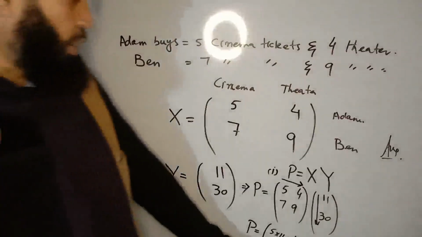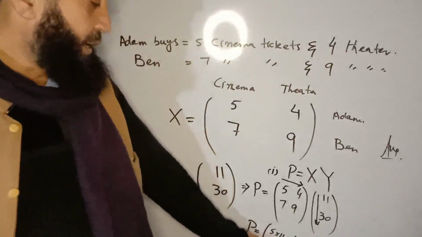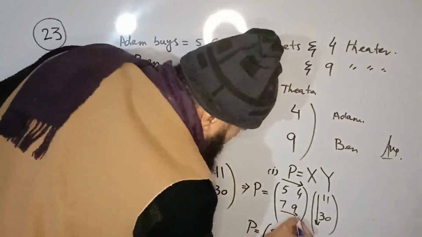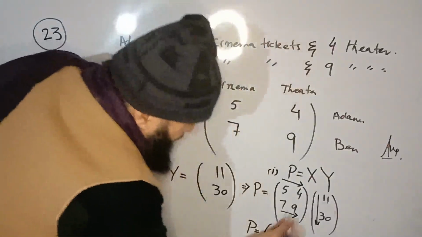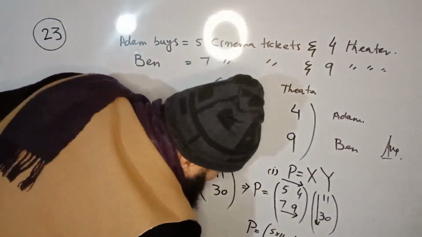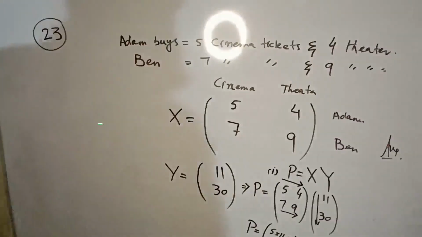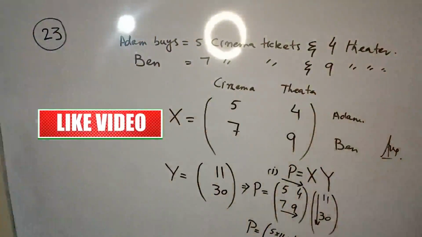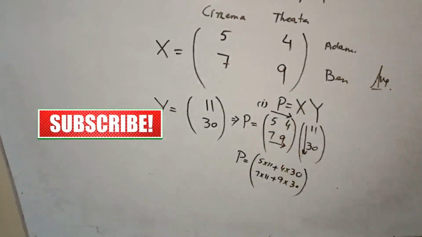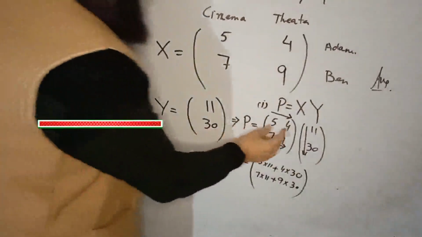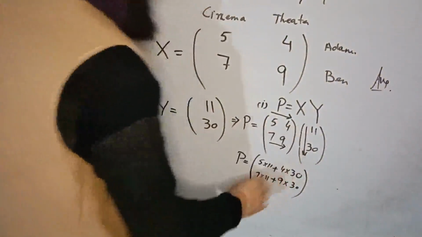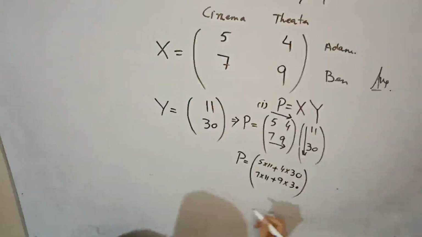Actually, this will give you how many dollars were spent by Adam. Similarly, when we multiply the second row, we get the second value. So 7 into 11 plus 9 into 30. We multiply corresponding entries and then add them. Look here: I take the first row and multiply with the column, we get the first entry. The second row with the column gives the second.